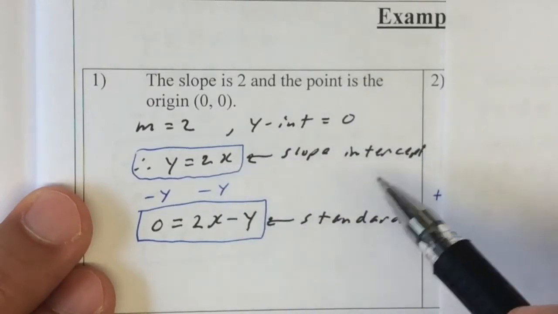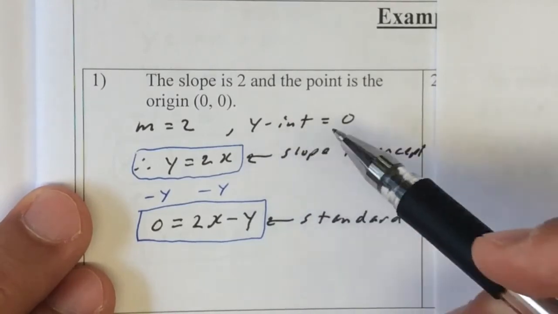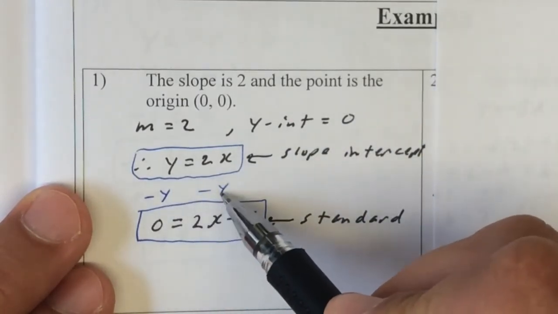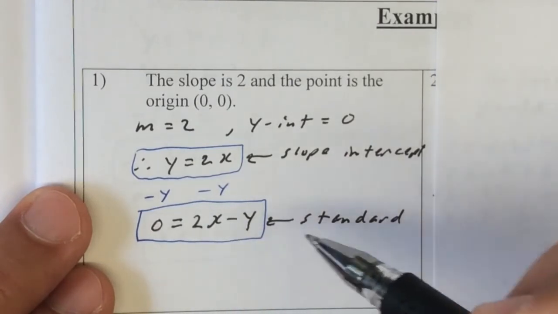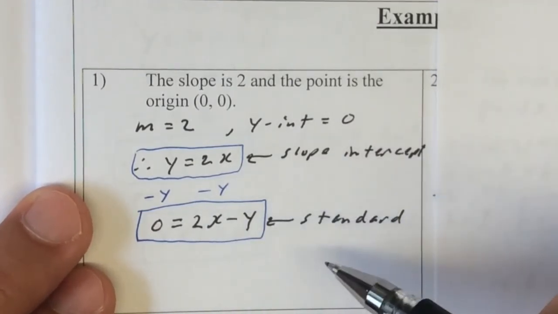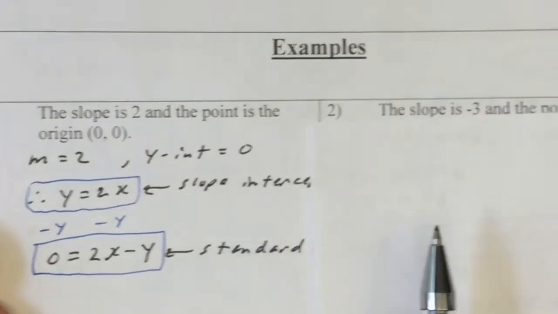You want to put this in standard form, so you need it to be ax plus by plus c equals 0. Well, I'm going to subtract y from both sides. If I do that, I get 0 equals 2x minus y. There is no c value in this. It's just 0. So that's standard form. Okay, next example.